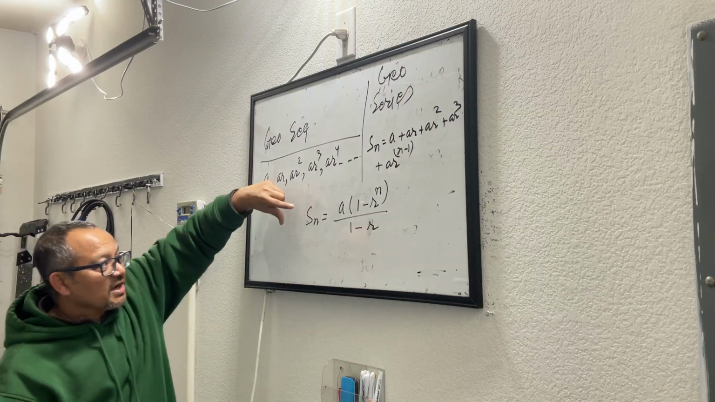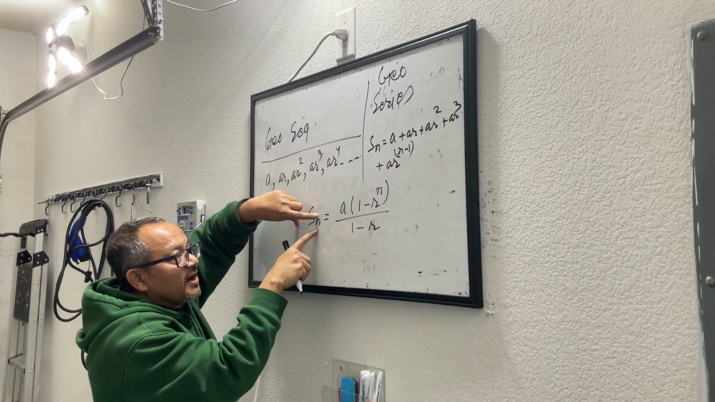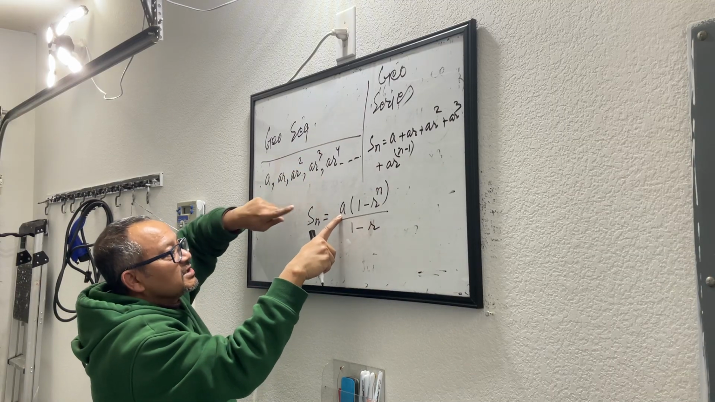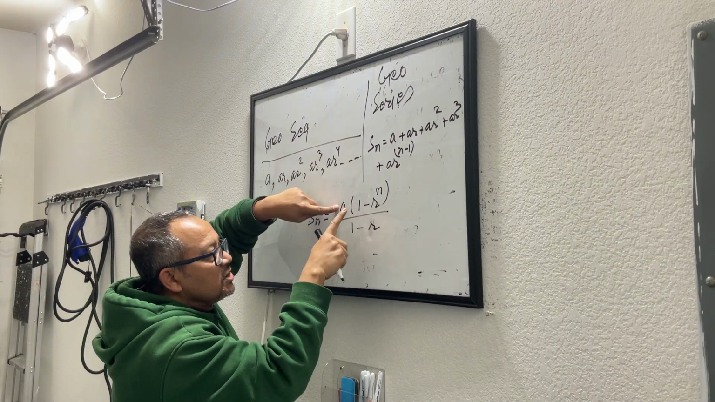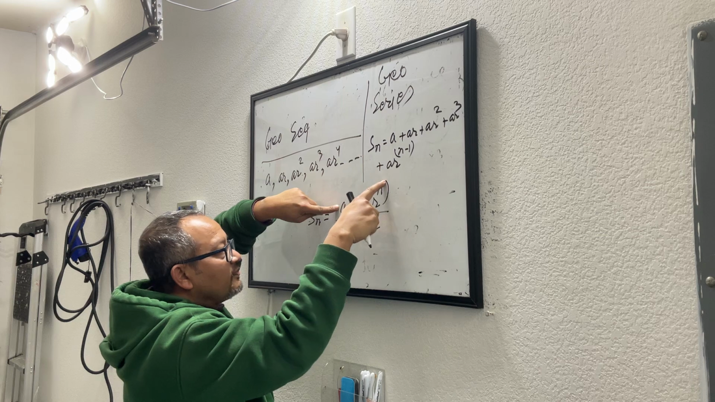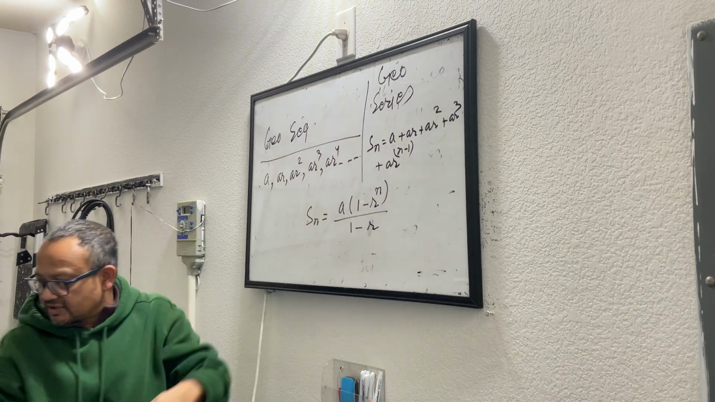This says sum of n terms. Let's say if somebody says find out sum of first 5 terms. So n is 5, and the first term is, let's say, 2. 2 into 1 minus whatever is your common ratio, 2 into 1 minus the common ratio to the power 5. You'll replace that by 5 and do this.